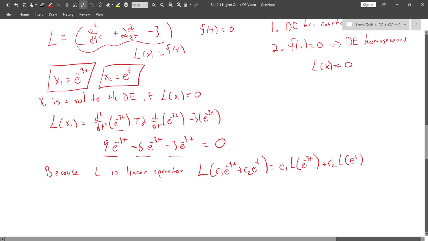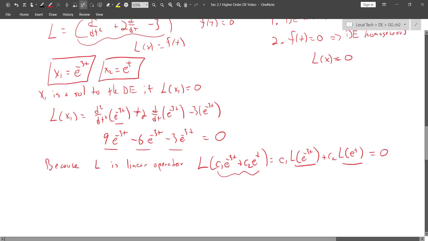And if e to the negative 3t is a solution, then L of e to the negative 3t is equal to 0. And if e to the t is a solution, then L of e to the t is equal to 0. And a constant times 0 plus a constant times 0 is equal to 0, which tells us that this is also a solution to the homogeneous equation.